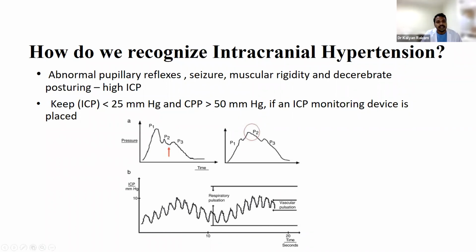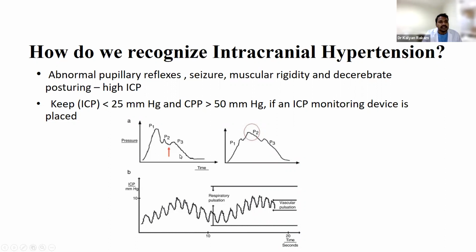If you look at these graphs, these are the pressure-time graphs, the ICP graphs. Usually it will have three components, P1, P2, and P3. Ideally P1 should be higher than P2. But if P2 becomes higher than P1, that shows the patient is having raised intracranial pressure. So in the second graph here, P2 greater than P1 points towards raised intracranial hypertension.